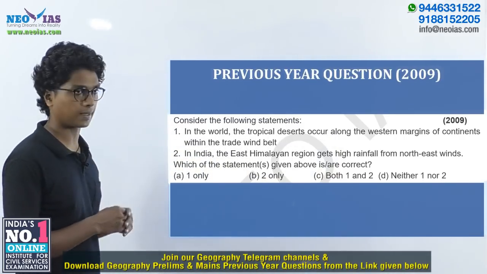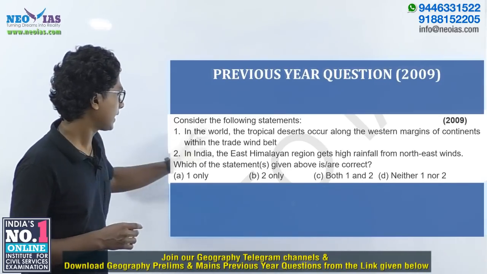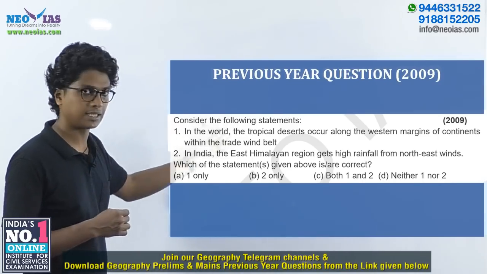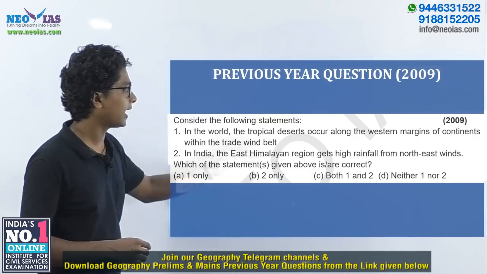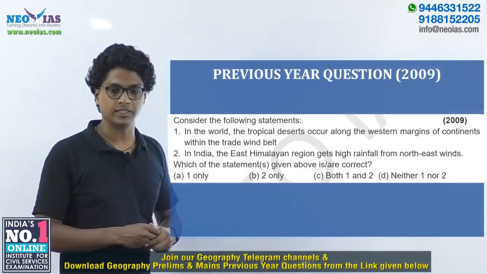The first statement is correct. Now the second statement is not exactly related with this topic. Again, let's see whether it's correct or not. In India, the East Himalayan region gets high rainfall from northeast winds.